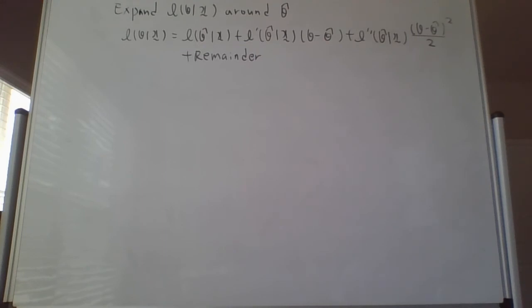So if we expand this log likelihood around theta hat, we get l of theta hat given x plus l prime of theta hat given x tilde times theta minus theta hat plus l double prime of theta hat given x tilde times theta minus theta hat squared divided by 2 plus a remainder. The remainder term we can ignore.